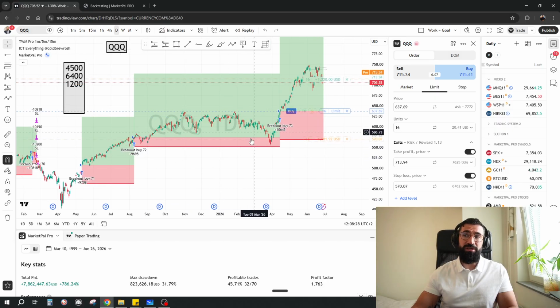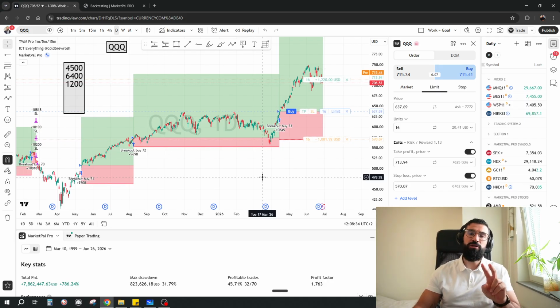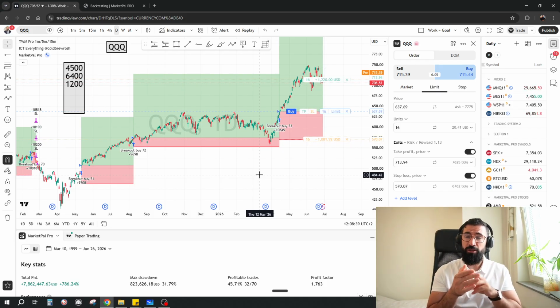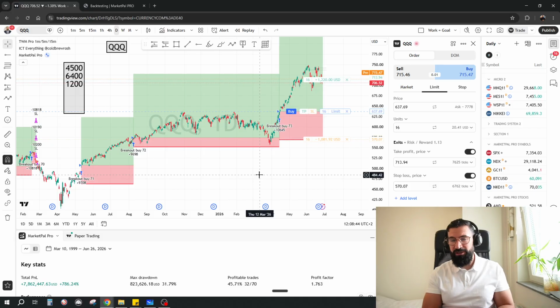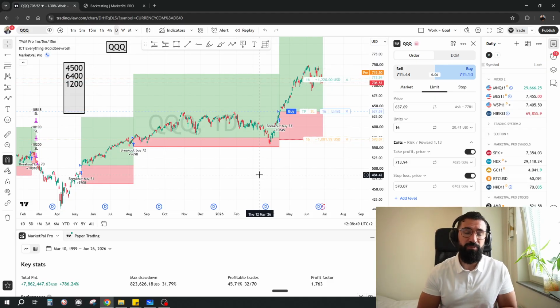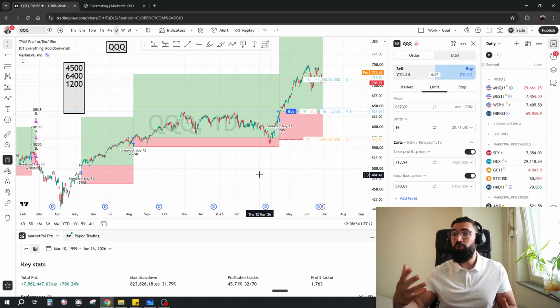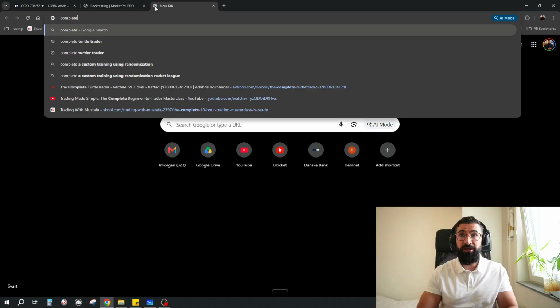And because we are inside of QQQ, this is 1, 2, 3 trades right here. And every trade shouldn't take more than 2 minutes to take. So if we take a 2-minute trade, that's times 3, that's 6 minutes in total for the entire year. There is nothing else to do when investing in this MarketPal Pro trading software that I created. Why? Because the more we move the market or we put in our own decisions, the more we ruin it basically. Because this is taken from the complete Turtle Trader.